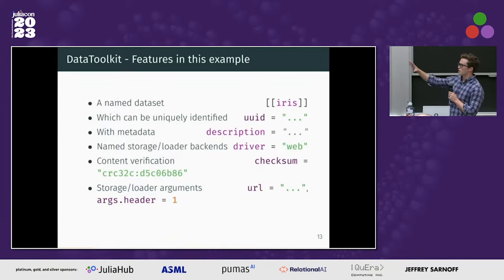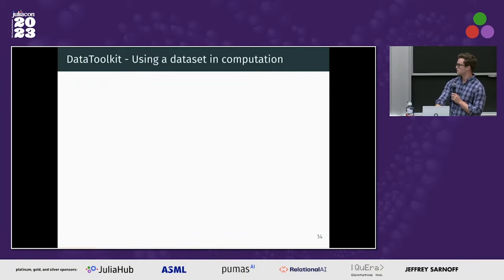So again, just going over some of the various things, lots of different storage loaders and backends, support for S3, web, local files, all kinds of stuff. You have metadata as well of what is this data set that this person is pulling in, in a quick and succinct way that's repeatable and easy for them to think of. There's also checksums. And then you can also have the storage loader arguments as well and just have those quick and easy to reproduce.